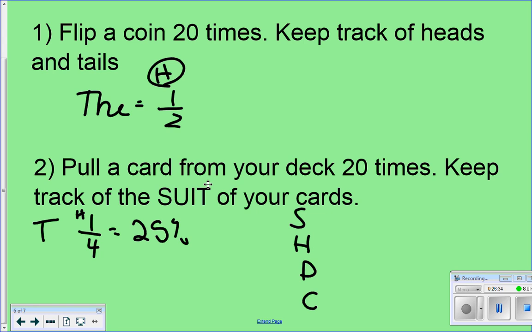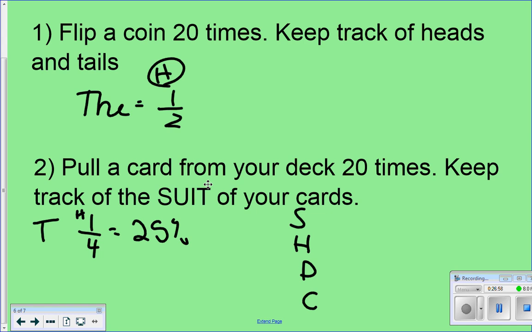But in theory, everybody should have gotten 5 hearts, 5 clubs, 5 diamonds, 5 spades. All of them should have the same probability. In theory you should have had 5 of every single one. We know in experimental, is that always true? No, not always true at all.